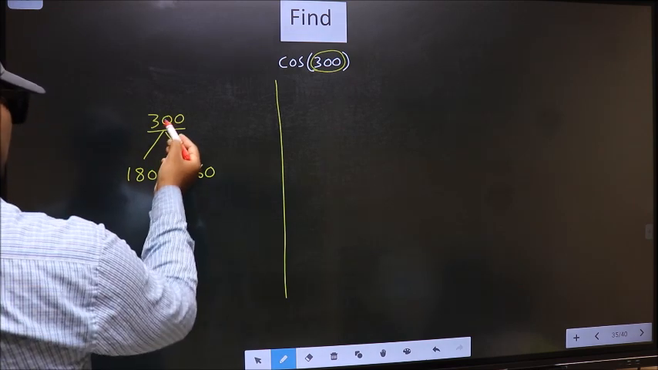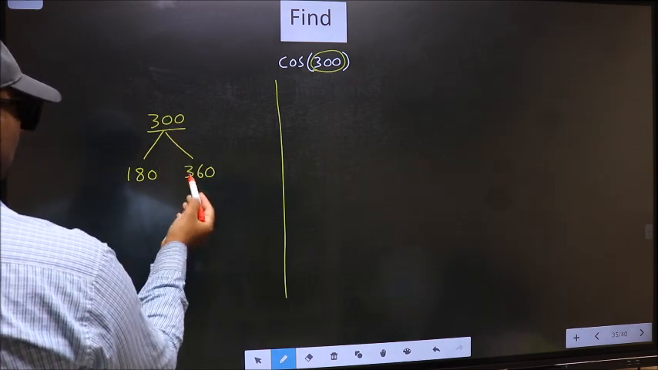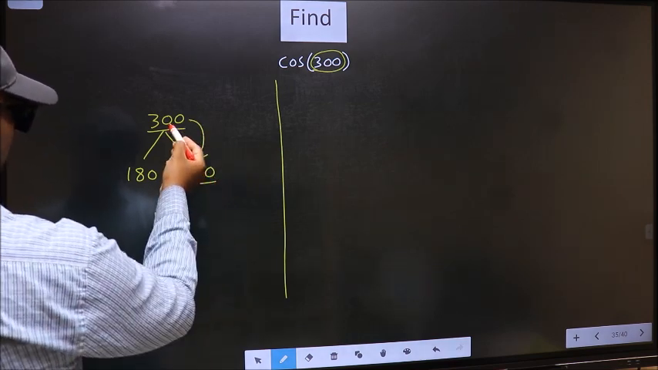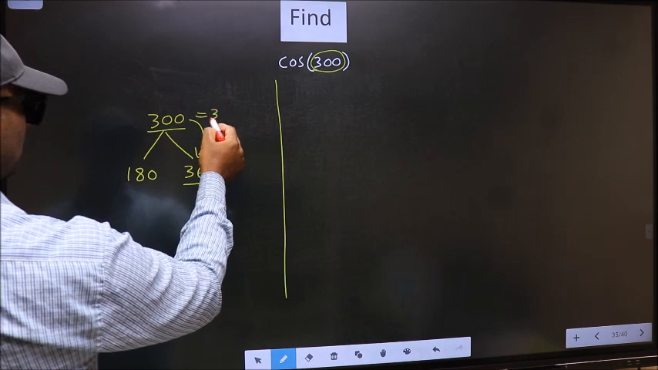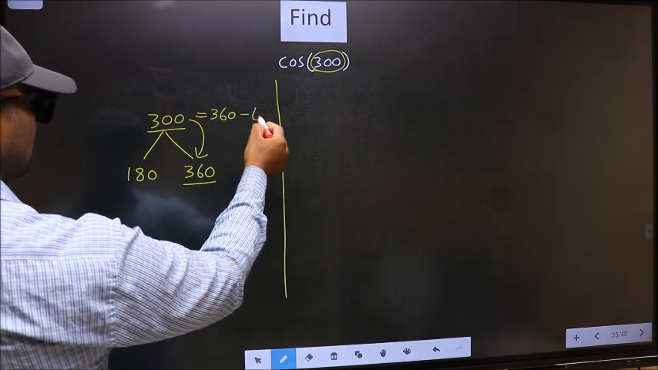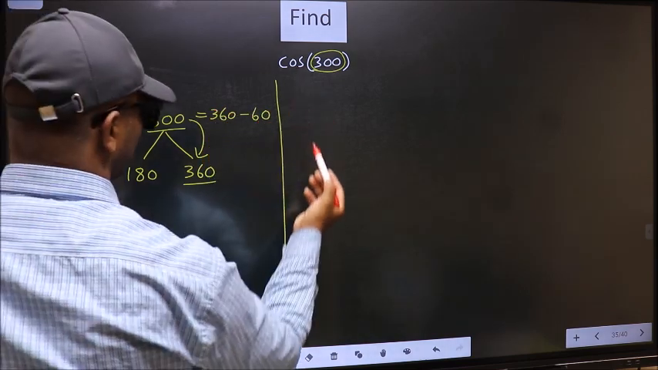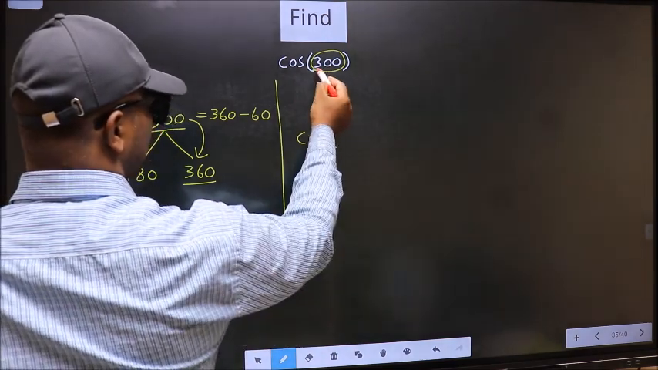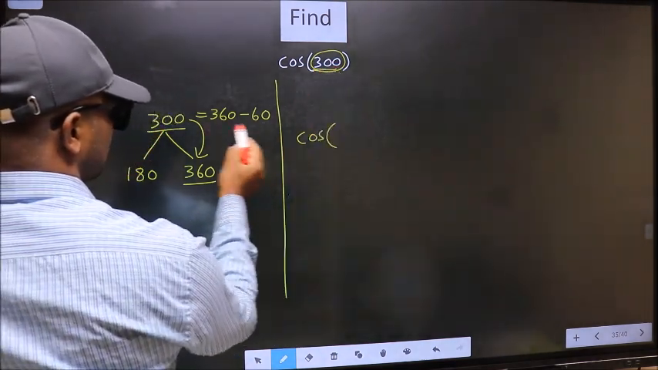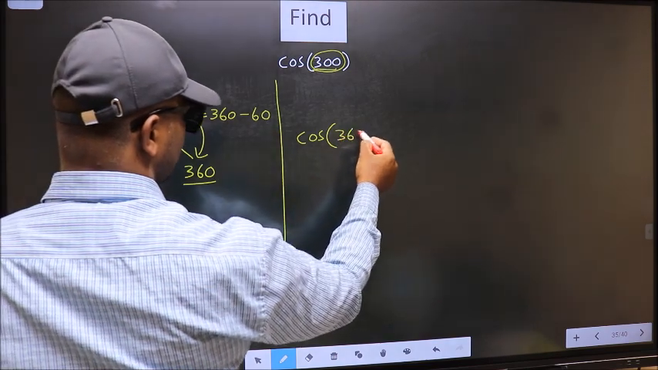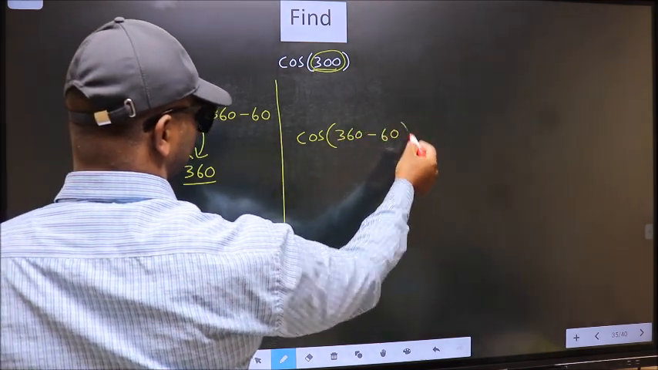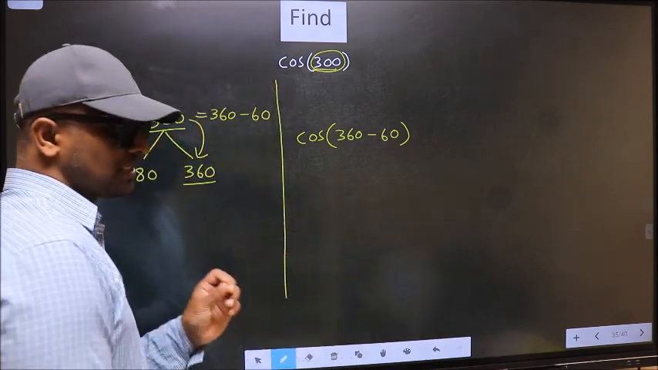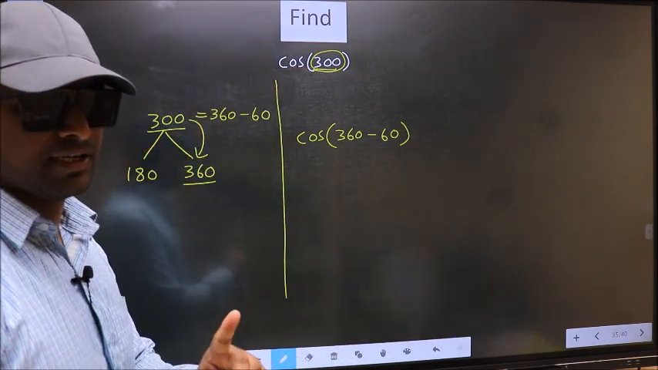Next, 300 is close to which number? This is close to 360. So in place of 300, now we should write 360 minus 60. So this will become cos. In place of this, we write this. 360 minus 60. This is your step 1.